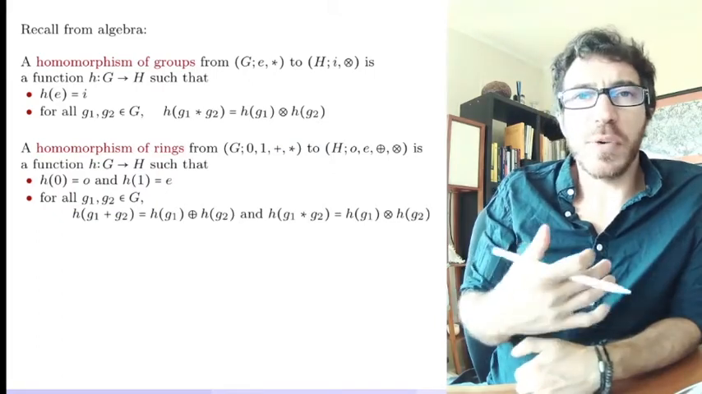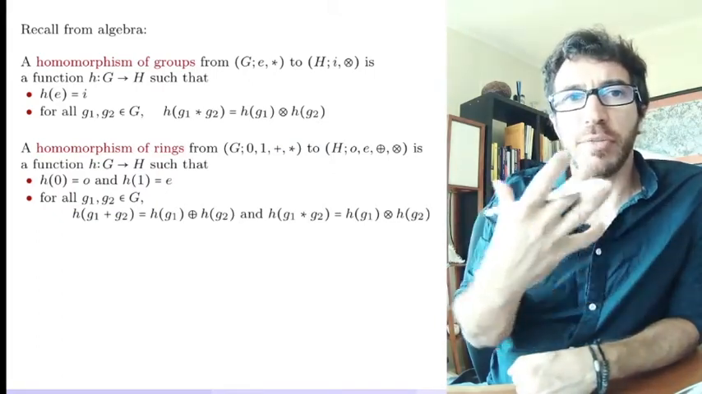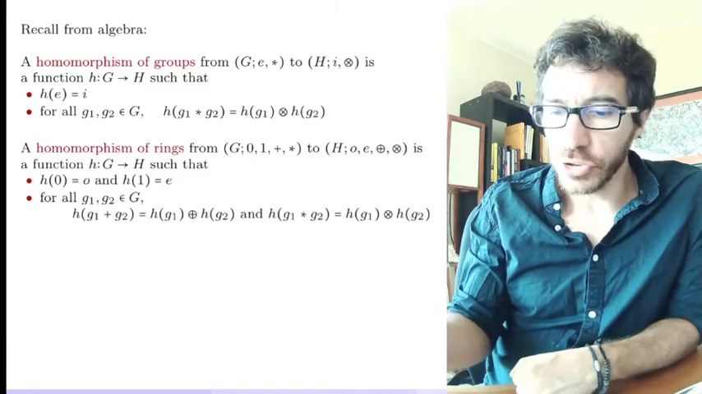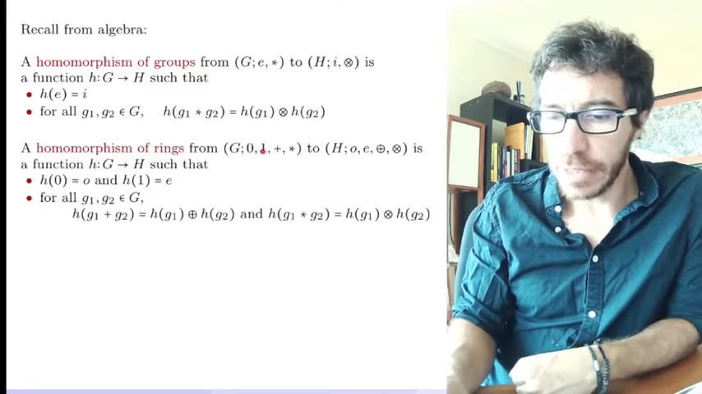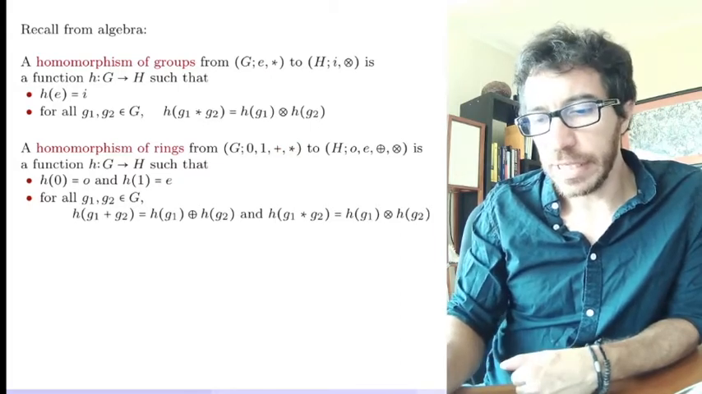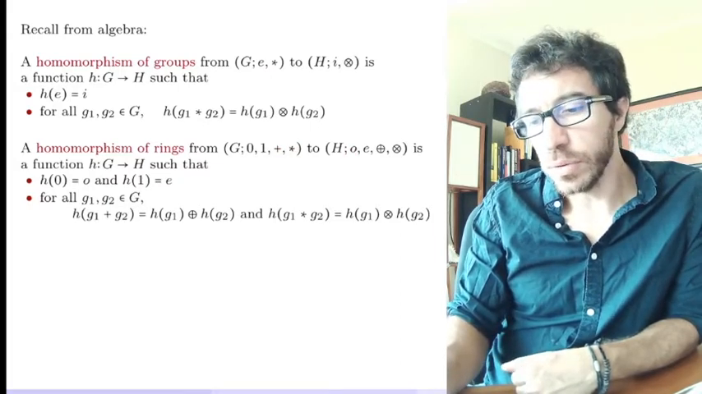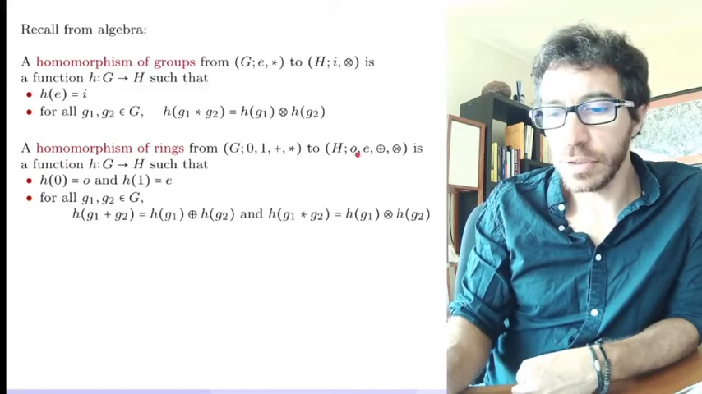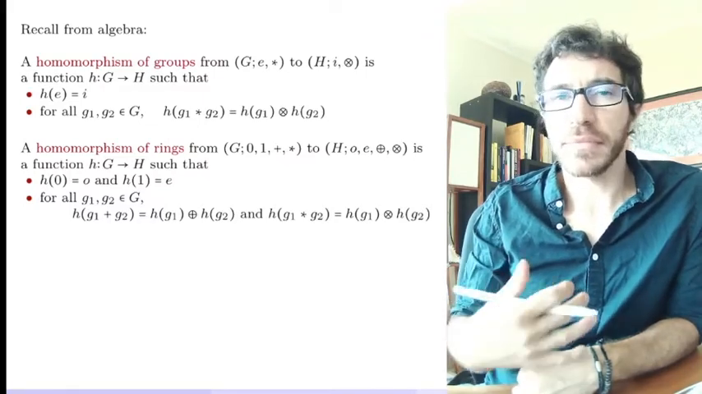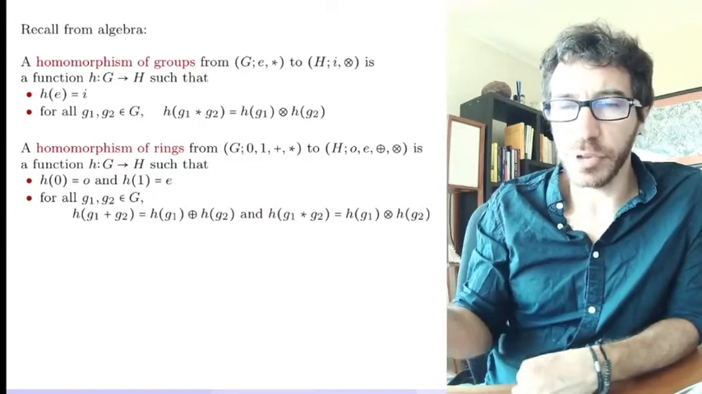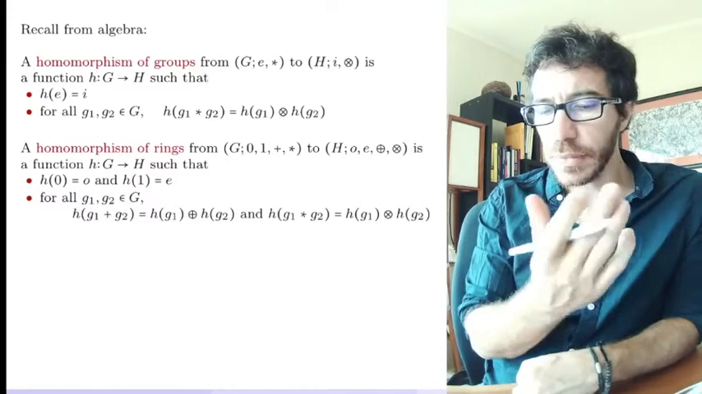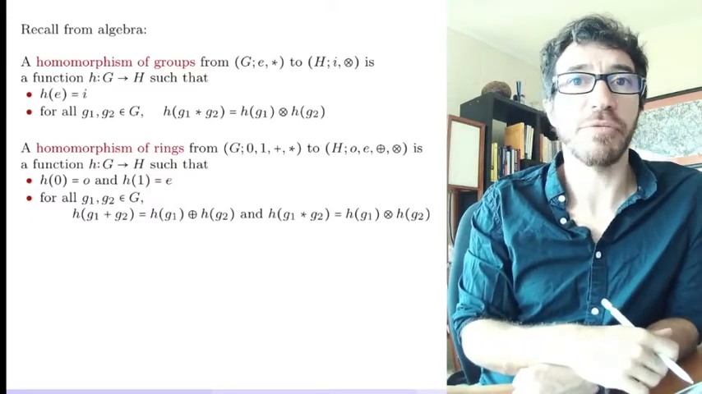The same story holds for other structures. For instance, homomorphism of rings. In a ring, we have more structure. Now we have a 0 and a 1 and a plus and a times. And in the other ring, we have a 0 that we call O and a unity that we call E, and an O plus and an O times. These are two rings. They could be anything, like the reals or the rationals or the complex numbers or the ring of polynomials.